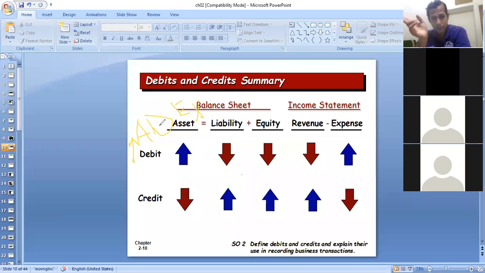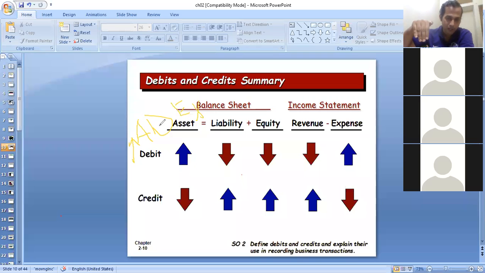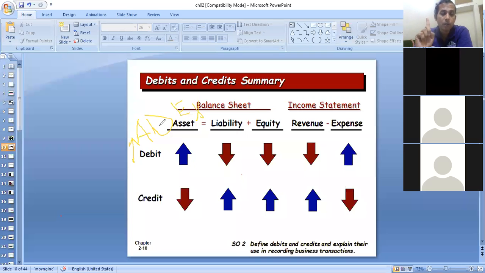So what is credit? Just the opposite is credit. What is the opposite? Opposite meaning that if assets decrease, credit. If dividend decrease, credit. If expenses decrease, credit. So you do not need to remember the credit items. Just remember the debit items so that you can easily formulate. If you remember the debit items, the opposite is the credit.